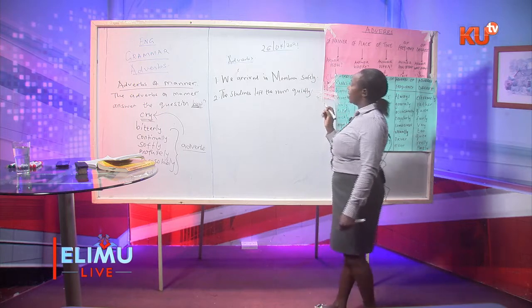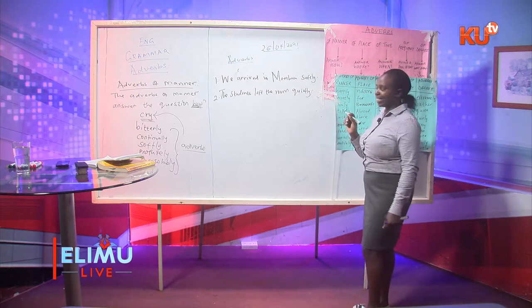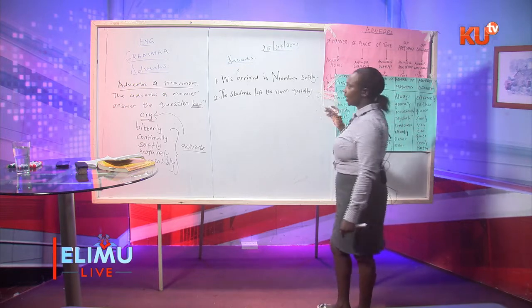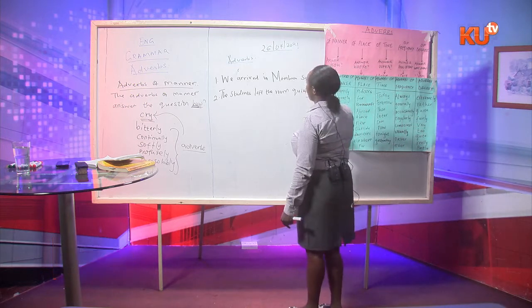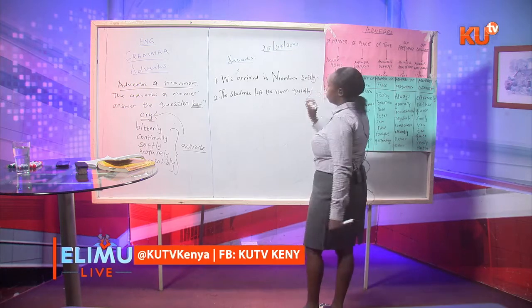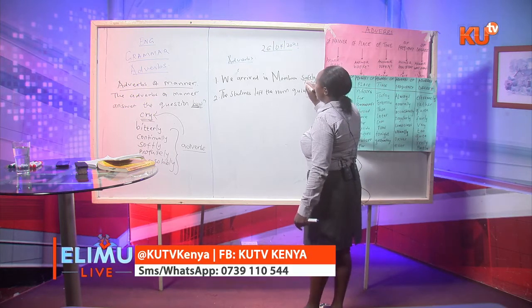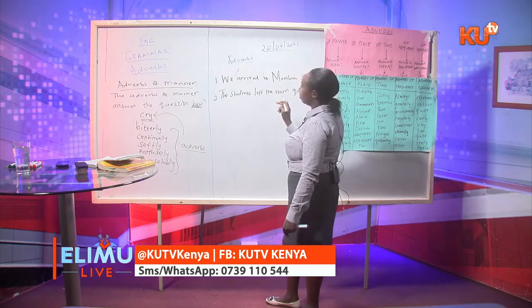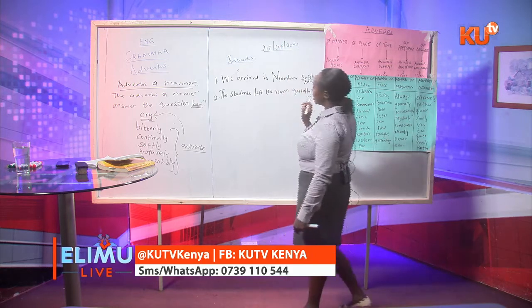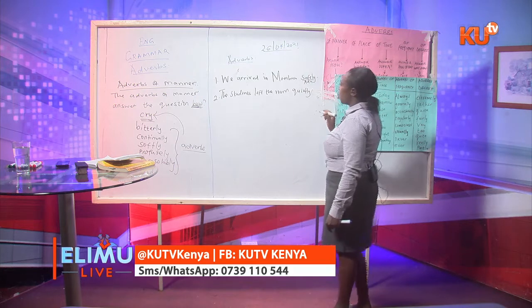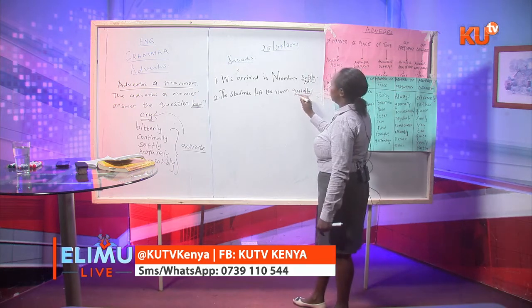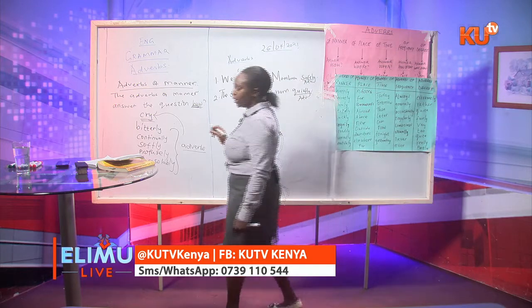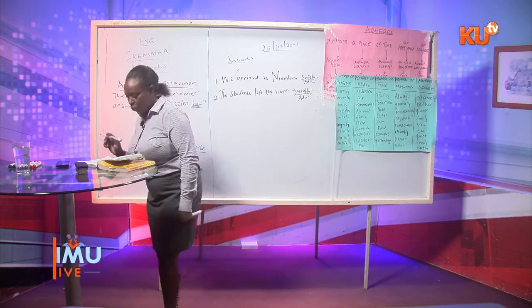We arrived in Mombasa safely. We can ask ourselves, how did we arrive in Mombasa? We arrived safely, therefore safely is the adverb telling us how we arrived in Mombasa. The students left the room quietly, an adverb that is explaining how the students left the room.